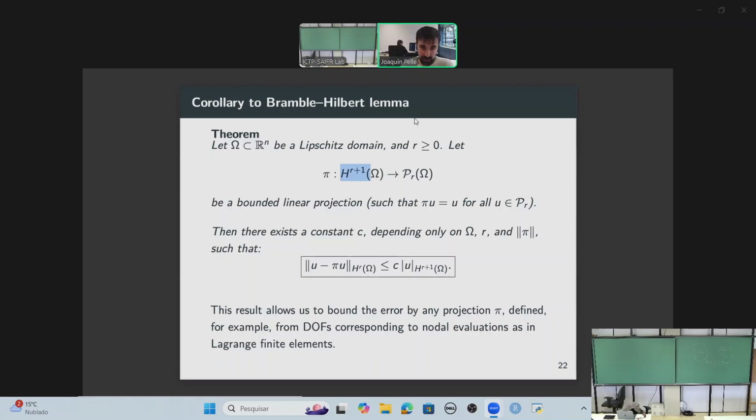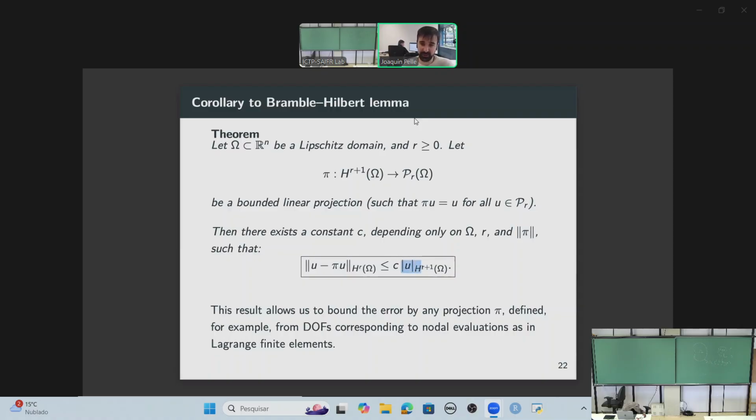And what we want to know is how well we can do that, how well we can approximate our solution function by this projected function to our finite element space. And what we found here is that we can bound this approximation error, let's say, by a constant c that depends only on the domain, on the degree of the approximation that we want to do, and on the norm of the projection that we are talking about.